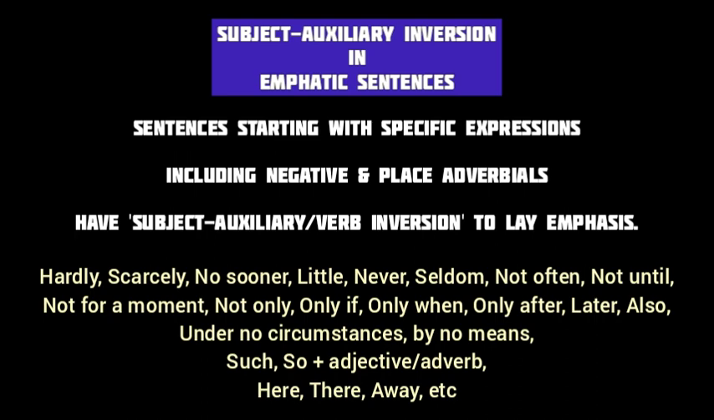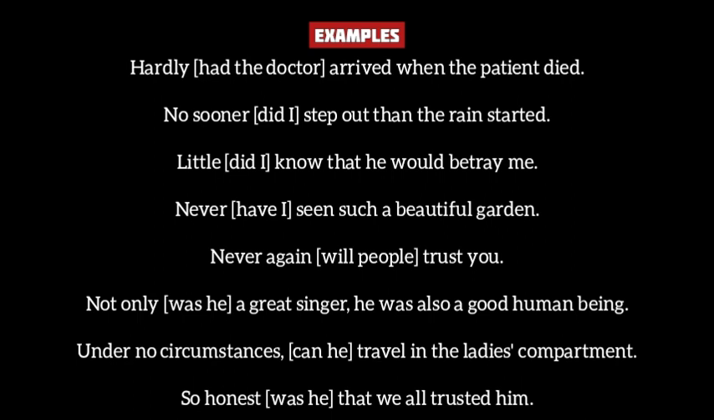We know that emphatic sentences often begin with specific expressions including negative and restrictive adverbials such as hardly, scarcely, no sooner, little, never, seldom, not often, not until, not for a moment, only if, only when, only after, under no circumstances, by no means, etc. Emphatic sentences may also start with certain adverbs like here, there, away, later, etc. In such sentences, the subject auxiliary or the subject-verb inversion is used for emphasis. Now see some examples of inversion in emphatic sentences on your screen.